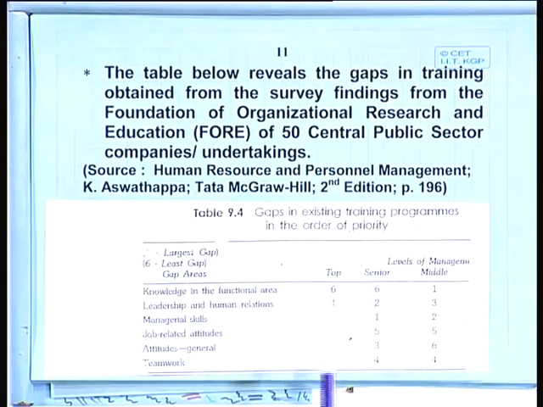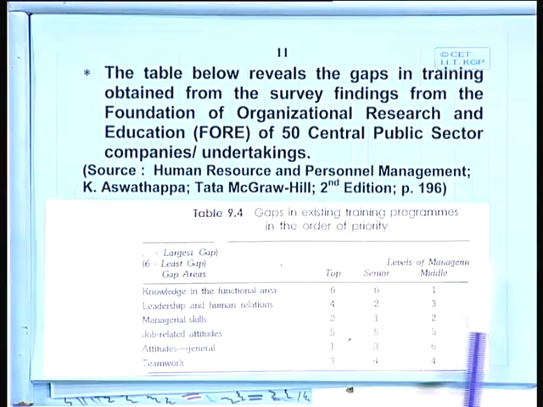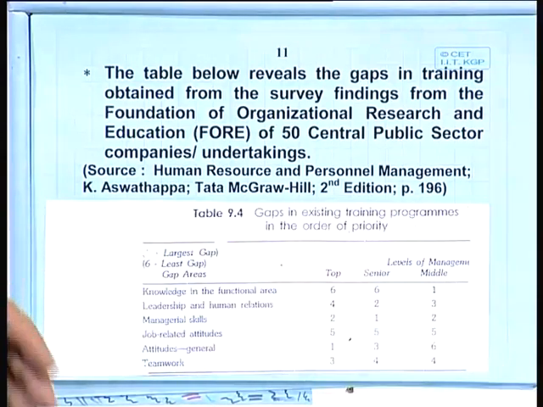And here you see we have top, senior, these are levels of management, and middle level, these are managerial cadres. And you have here gap areas, the survey found these gaps actually. Gaps in knowledge in functional area, leadership and human relations, managerial skills, job related attitudes, general, and teamwork. Huge number of gaps were revealed by the survey, and then they must have started addressing these gap areas by giving training programs, designing training programs.